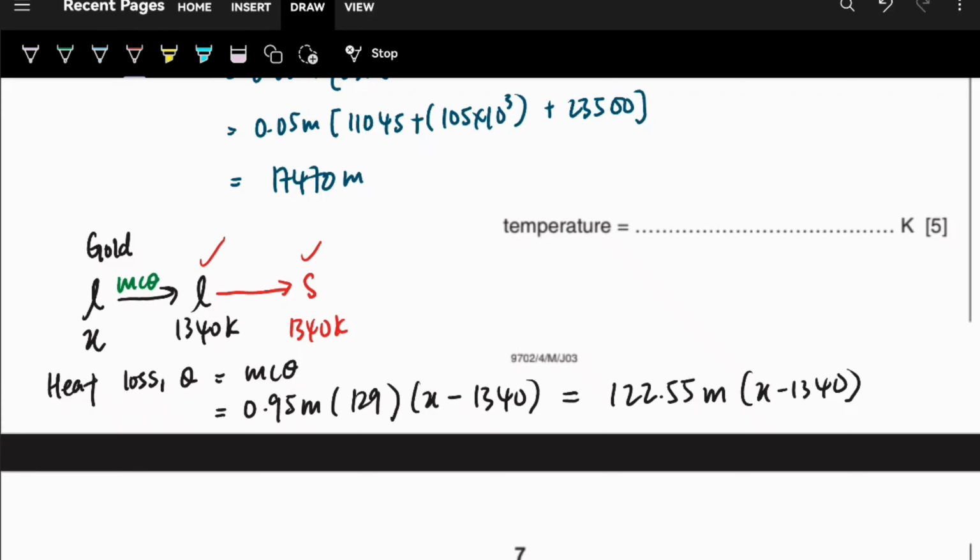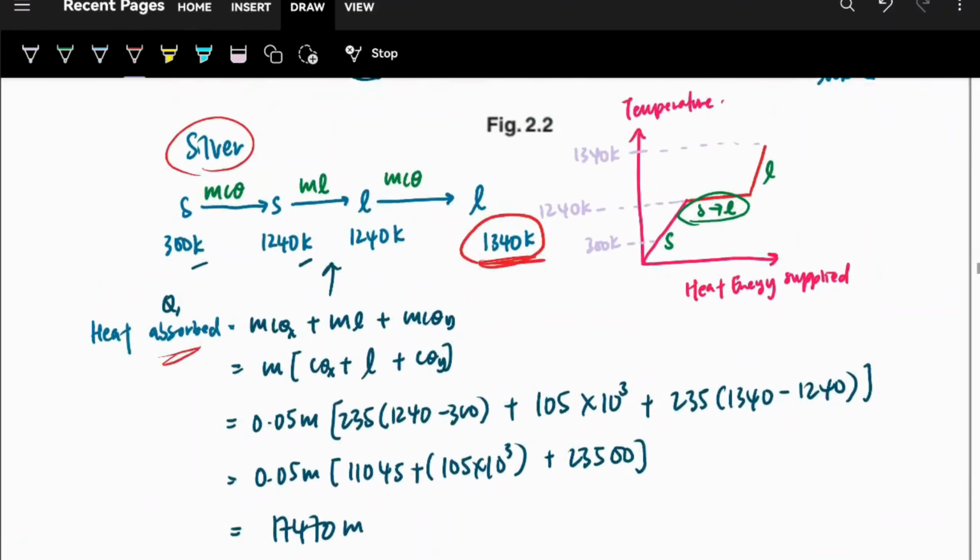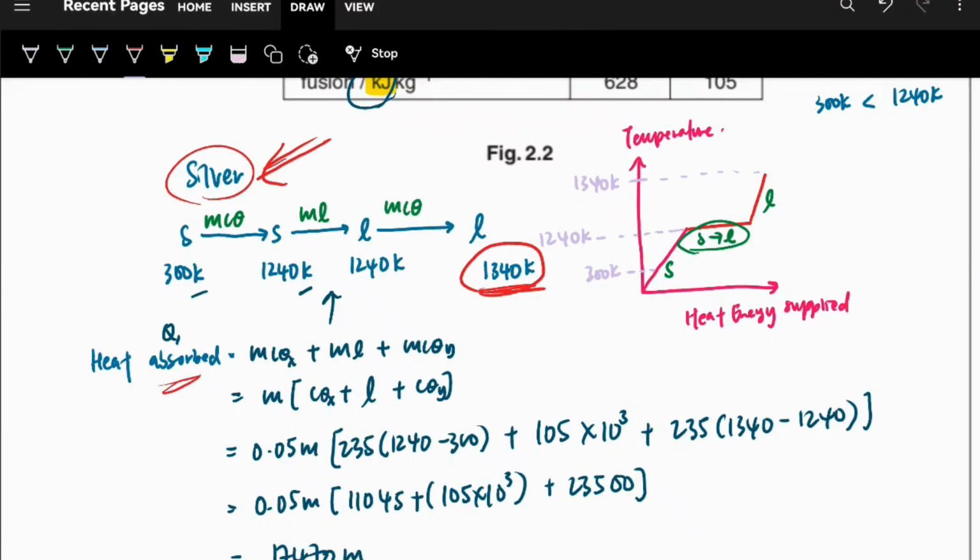But if it did start to solidify, like I said, it would release extra latent heat. So what's the problem if it releases extra latent heat? Gold releases the heat. Who is going to absorb it? Silver. Right. So if the gold releases extra latent heat, that would heat the silver beyond 1340 Kelvin, because the silver is going to absorb the extra heat, which contradicts the conditions in the question.